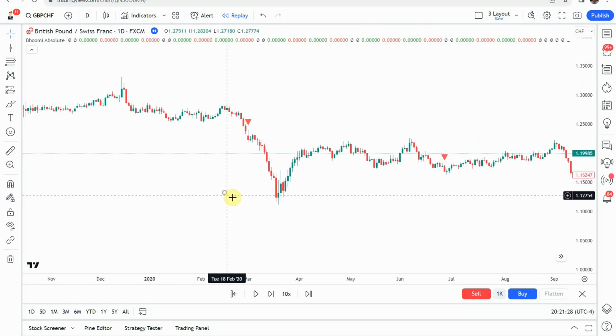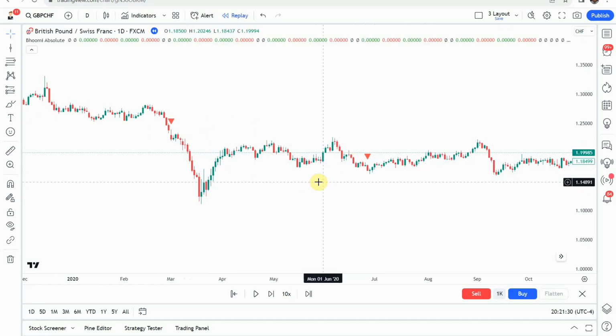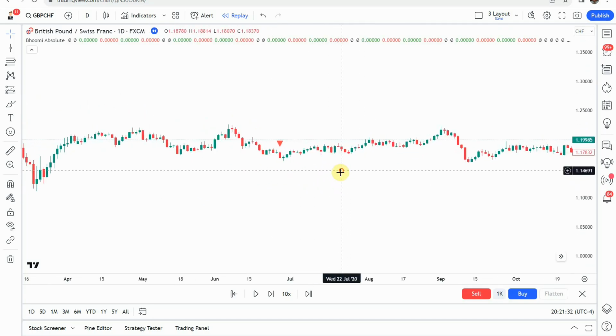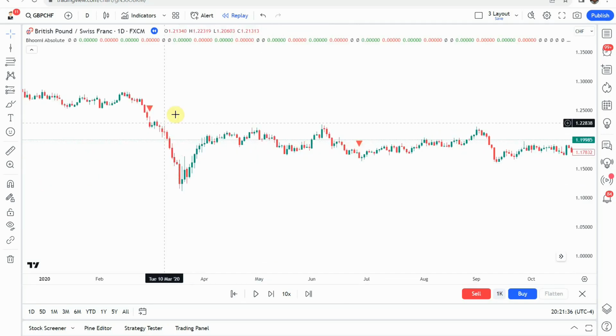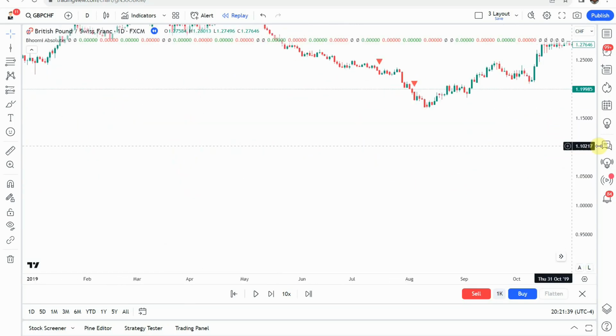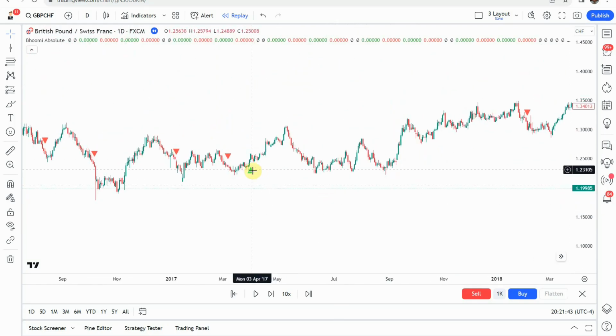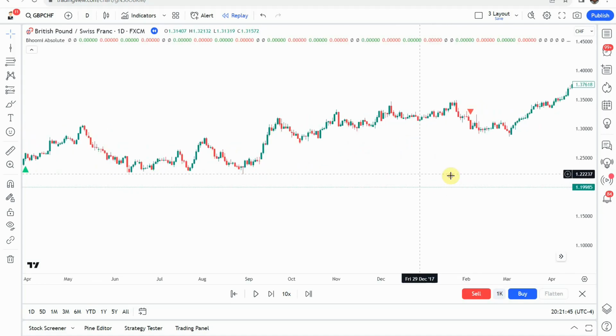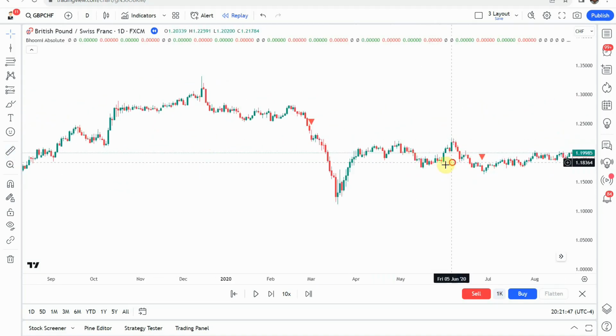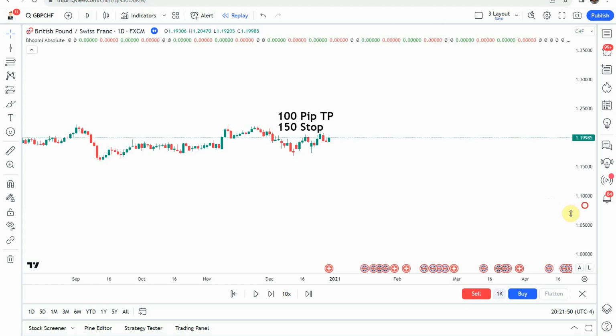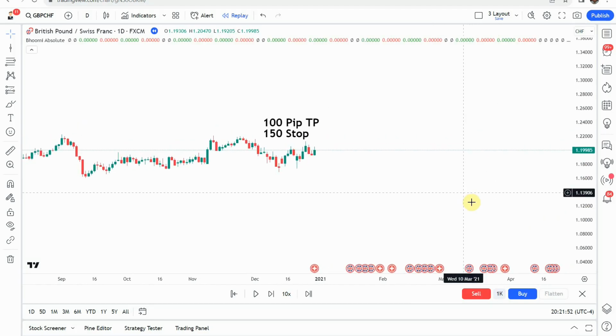And so as you can probably guess, the setup on this is pretty easy. When we get a red arrow pointing to the downside, that's going to be a signal to go short. When we get a green arrow, like this one right here, that's going to be a signal to go long. And so, like I said, pretty simple setup. Let's go ahead and go on with the testing and see what we can get out of it.